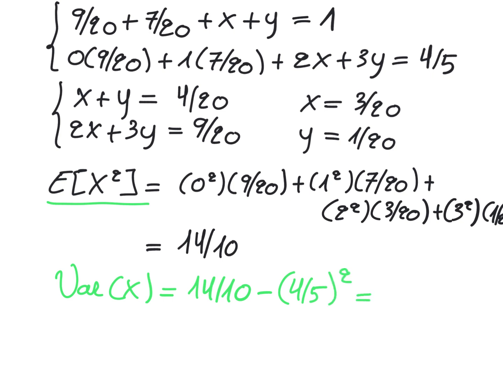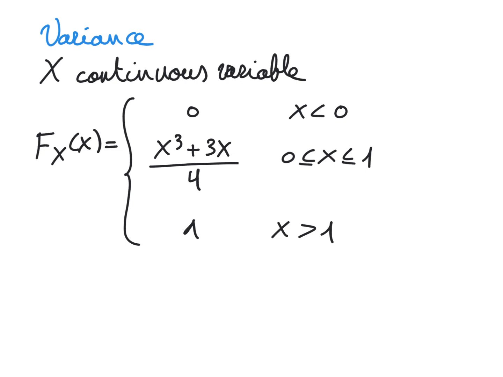And it gives us a variance of 38 over 50. Let's take a look at the second example. Only in this case, x is a continuous variable, and we know what its cumulative distribution function is. And it's a function that you see here on the screen.